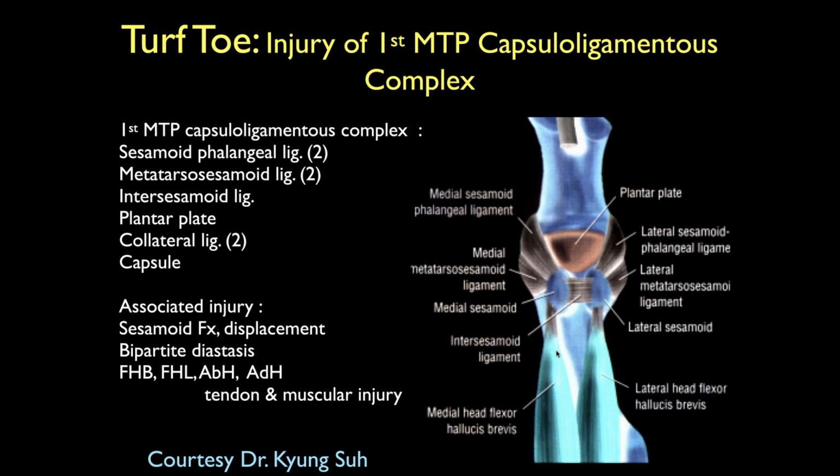So it gets us kind of into the concept of turf toe. Here we can see the medial and lateral sesamoids, the intersesamoidal ligament here. And then we have the medial sesamoid phalangeal ligament, the lateral sesamoid phalangeal ligament, the metatarsal sesamoid ligaments in these areas, and then the flexor hallucis brevis tendons coming in, attaching to the proximal aspect of the sesamoid. So turf toe is really an injury to any of these structures.